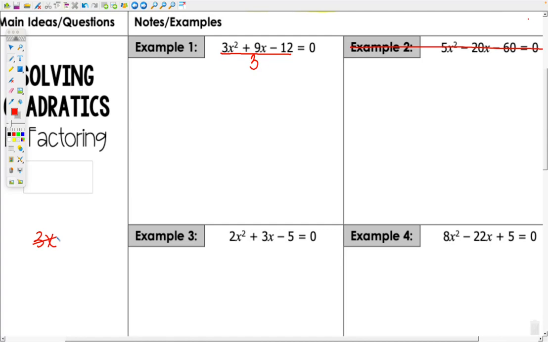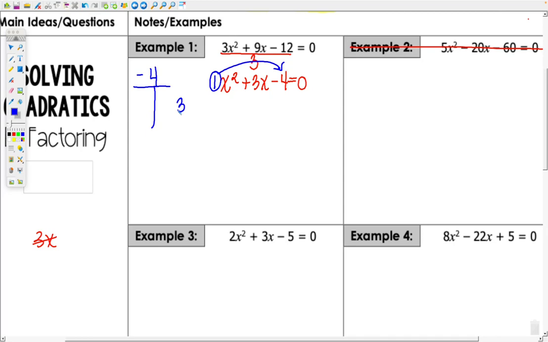First, tell me, what do you get when you divide everything by 3? X squared plus 3x minus 4 equals 0. Good job. I have 3 terms. Mod table. So I'm going to say 1 times -4 is -4. And we want it to multiply to give me that, but add to give me 3. That means the bigger number has to be positive, because that number is positive.